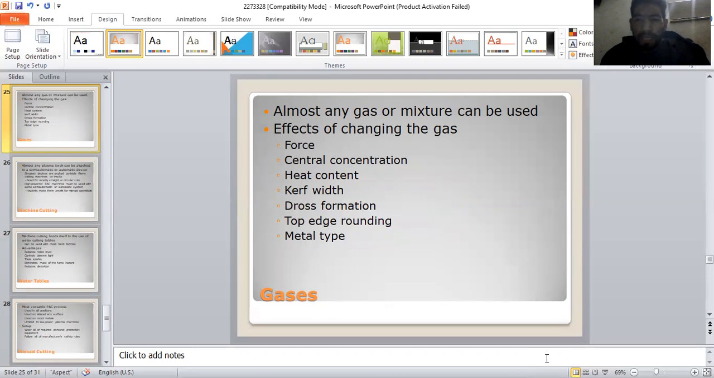As for gases, almost any gas can be used, including compressed air, and gas mixtures can be used. Changing the gas affects several factors. We need to select the gas according to the strength and type of material we are cutting. So there are factors like force, concentration, heat content, kerf width, and dross formation. We need to consider these factors when we are selecting the gas.